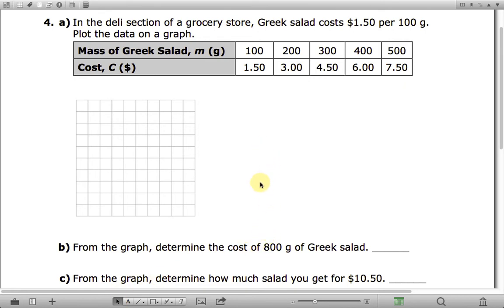But sometimes you may find that data is given to you backwards. And just to help clarify things in your mind, you should ask yourself this question. Does the cost depend on the mass of the Greek salad that you buy? Or does the mass of the Greek salad you buy depend on cost? Generally speaking, we calculate cost from the mass that you order. So since cost depends on mass, cost is the dependent variable and it goes on the vertical axis. The mass of Greek salad is the independent variable that goes on the horizontal axis, or the x-axis. So that's just to help you determine where to put what variable.